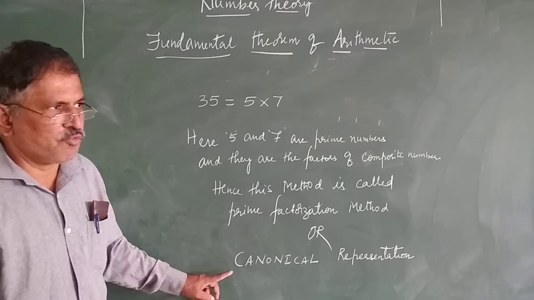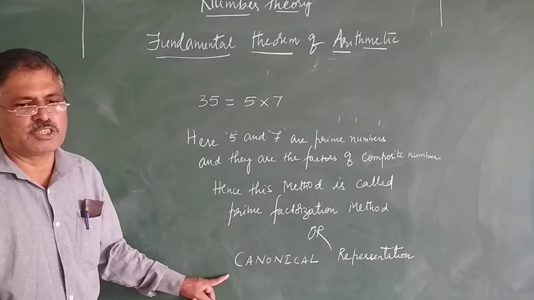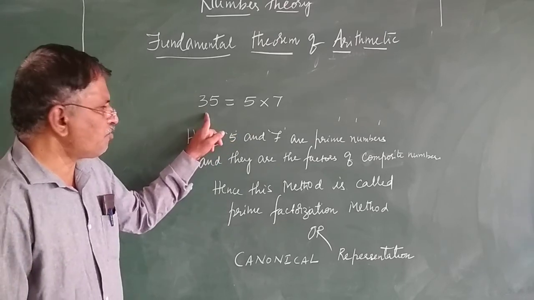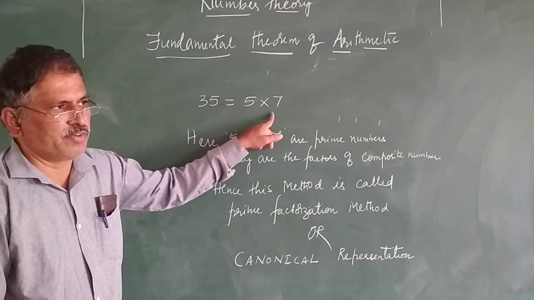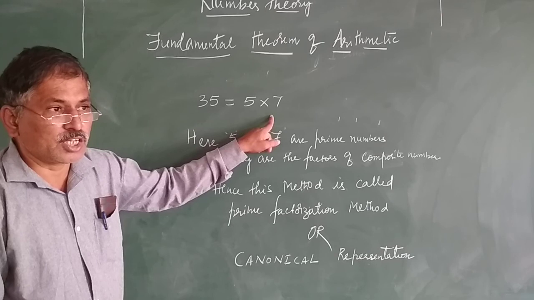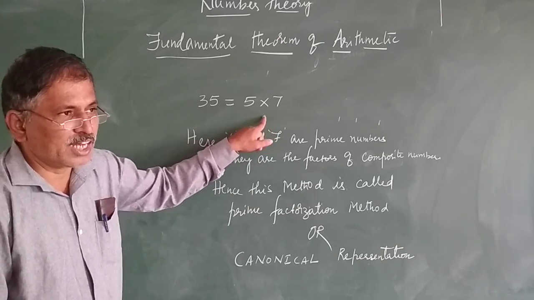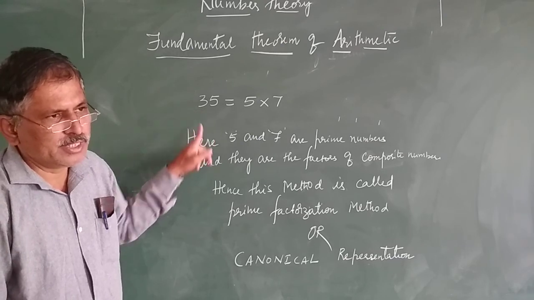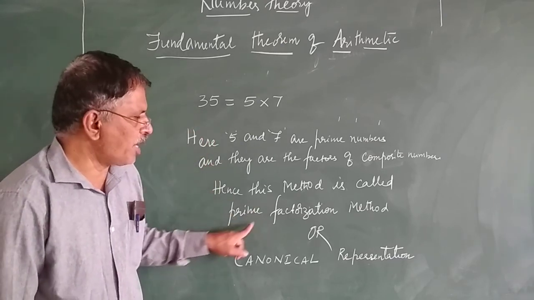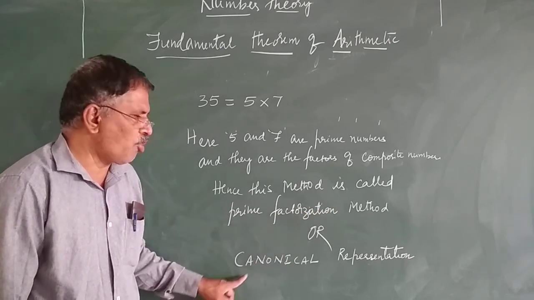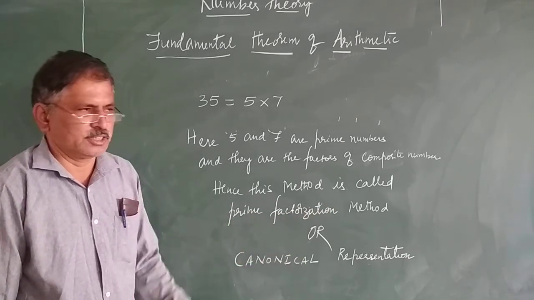Based on this, we have one more question. Again, I will explain. 35 can be written as 5 into 7, where 5 and 7 both are prime numbers and they are the factors of 35. Hence, this method is called the prime factorization method, or it is also called canonical representation.